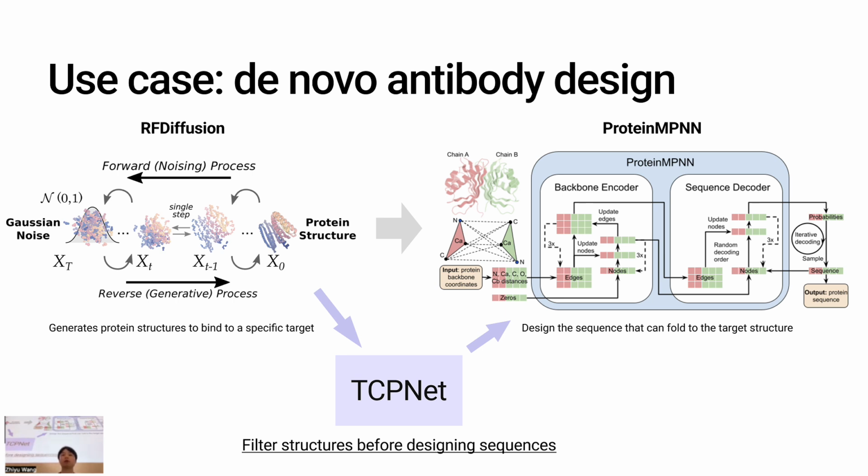So therefore, we would want a filter model that can predict properties solely based on the structure information, and use this between the diffusion model and the inverse folding model. And I think this is where we can apply our TCP-net model.